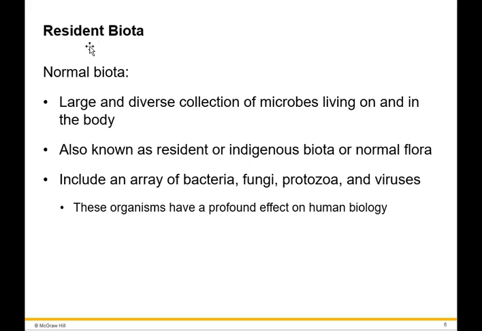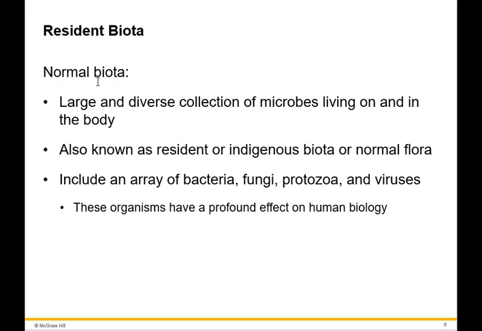And then the resident biota or normal biota or normal microbiota or normal flora, they have a lot of different names for this. And I have always called it normal flora because the bacteria used to be part of the plant kingdom. And so if you have flora, that's plants, and if you have fauna, that's animals. And so the resident biota or microbiota is what I typically call it.